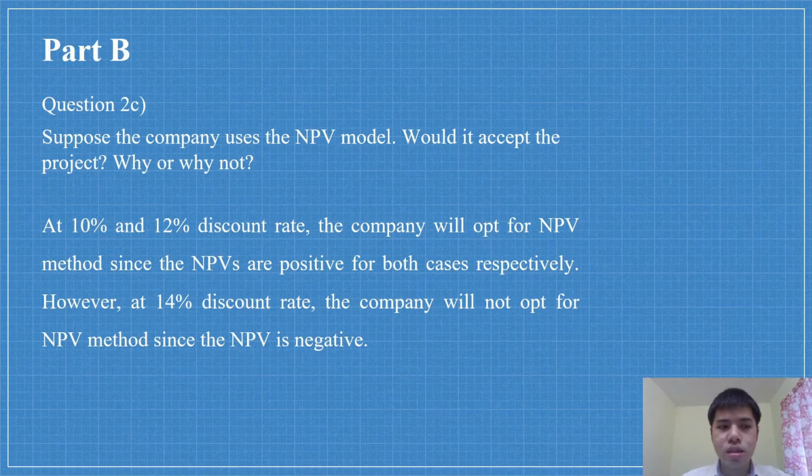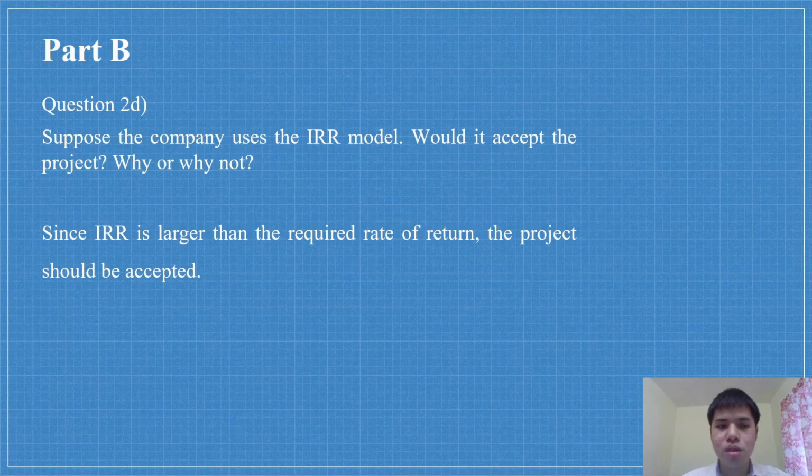For question 2c, suppose the company uses the NPV model, would it accept the project? Why or why not? So at 10% and 12% discount rate, the company will accept the project under the NPV method since the NPVs are positive for both cases. However, at 14% discount rate, the company will not accept since the NPV is negative. And for 2d, suppose the company uses the IRR model, would it accept the project? Why or why not? Since IRR is larger than or equal to the required rate of return, the project should be accepted.